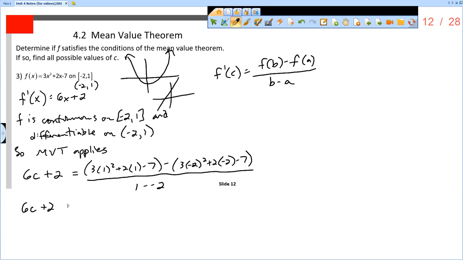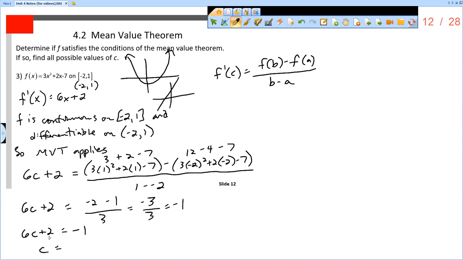So now 6c plus 2, we just have a little bit of work to do here, right? So 3 plus 2 minus 7. So 5 minus 7 is negative 2, minus, all right, so 3 times negative 2 squared, 3 times 4 is 12, minus 4, so 8 minus 7. 8 minus 7 is 1. So negative 2 minus 1 is negative 3 over 1 minus negative 2, which is positive 3. So we get negative 1. So 6c plus 2 equals negative 1. And so if I subtract 2, I get c equals negative 3 over 6. So c is equal to negative 1/2, right?